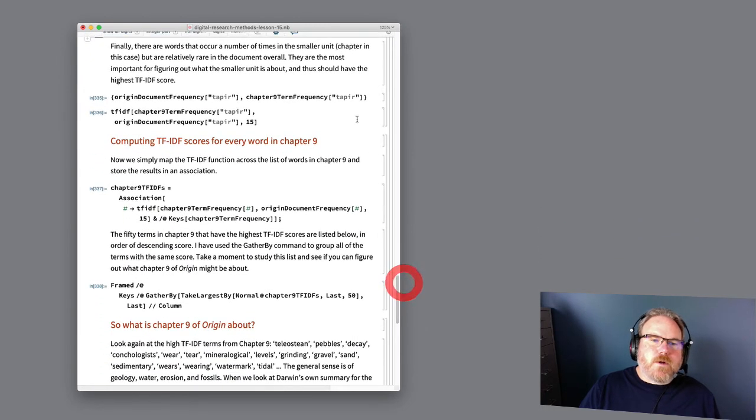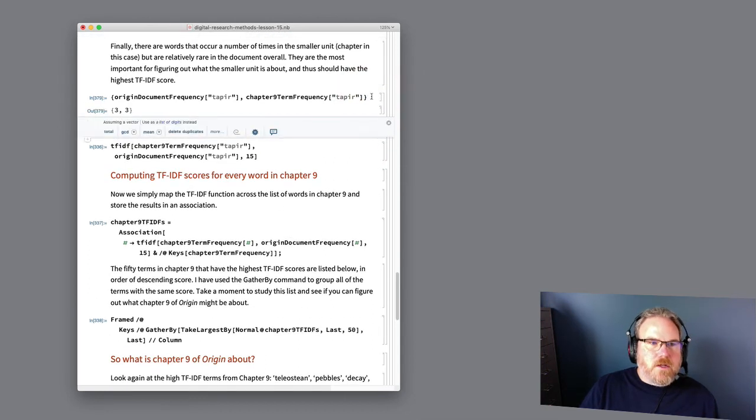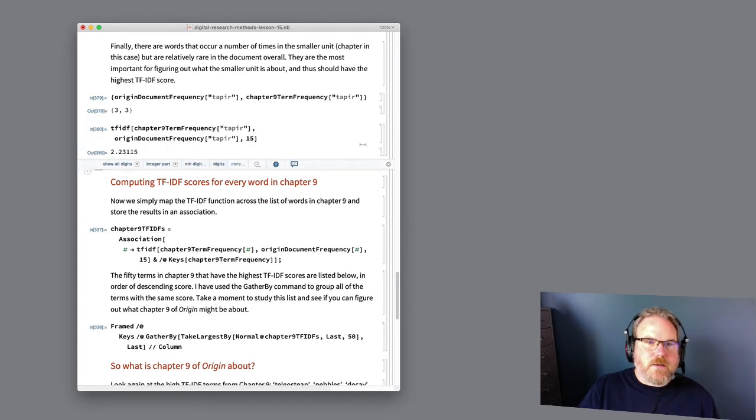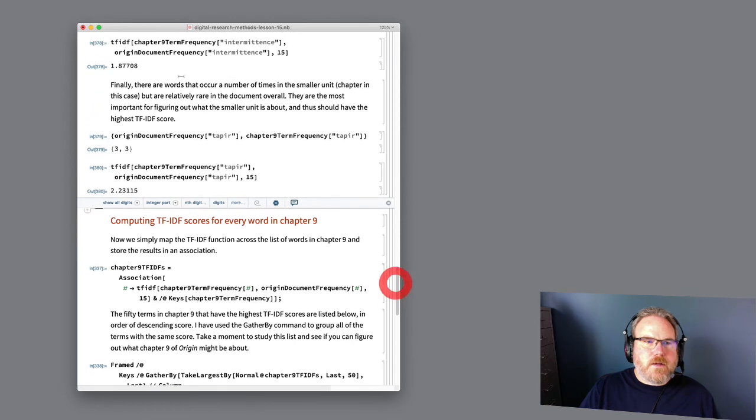Now, if we look at words that occur a number of times in Chapter 9, but not very much in the book overall, they should have the highest TF-IDF. Look at the word tapir here. It occurs 3 times in the book, and they're all in Chapter 9. If we calculate its TF-IDF, it's higher than the one for intermittence. So what we're getting is not so much an absolute score, but a ranked score. Tapir here, for our purposes, is the best. Intermittence is next best. The is least good for this particular purpose.